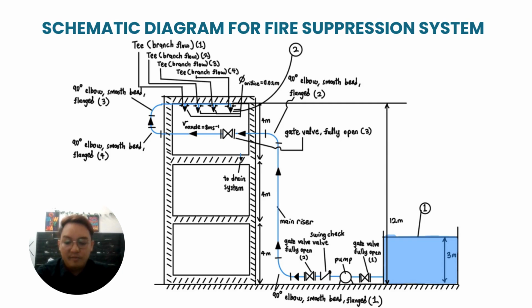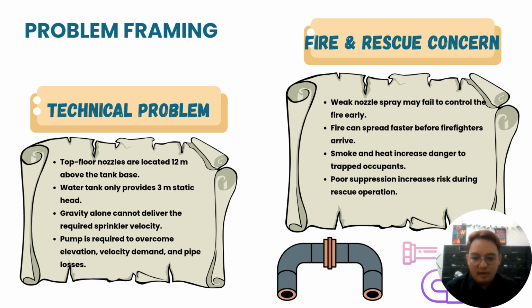This schematic diagram was provided by the building developer or owner. It shows the water flow from the ground tank through the pump along the ground flow pipe up the main riser and finally to the four sprinkler nozzles on the top floor. From the fire safety view, the main concern is whether the system can deliver enough water to be the highest flow during an emergency. Now I will explain the main fire safety problem of the system.